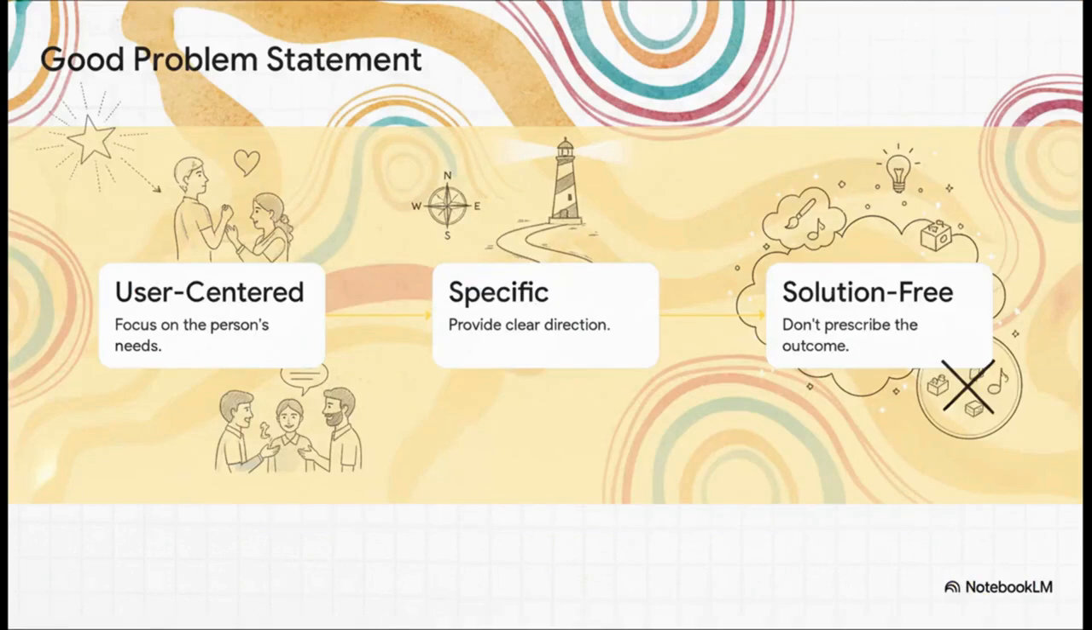So a key thing you'll create in this stage is the problem statement. Seriously, think of this as your North Star for the entire project. A great one has 3 rules. First, it has to be user-centered. It's about them, not you. Second, it needs to be specific enough to give you some real direction. And third, and this one's maybe the most important, it can't include the solution. You've got to leave room for creativity.